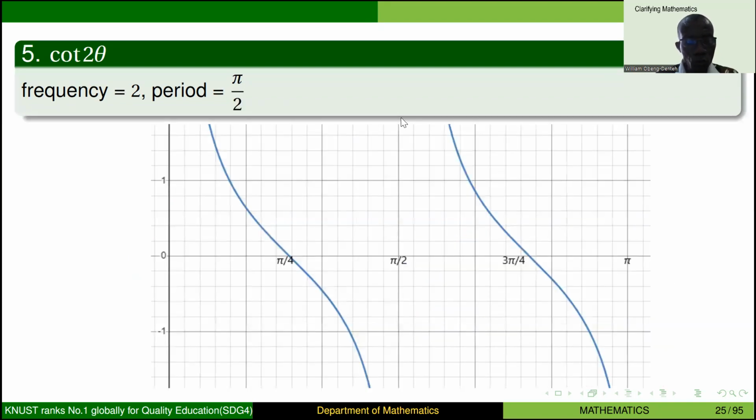Now I want to move on to cot 2 theta. We are dealing with tangent, so cot 2 theta will be equal to 1 over tan 2 theta.